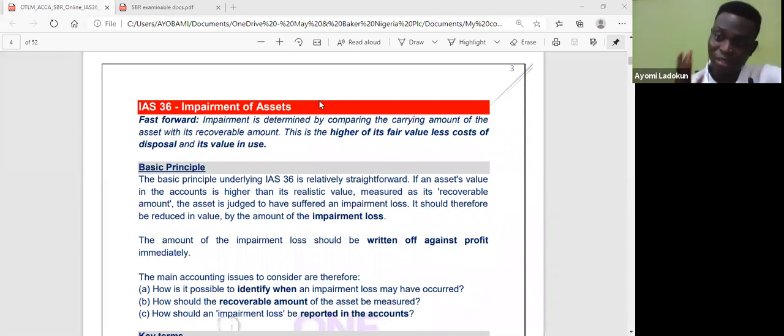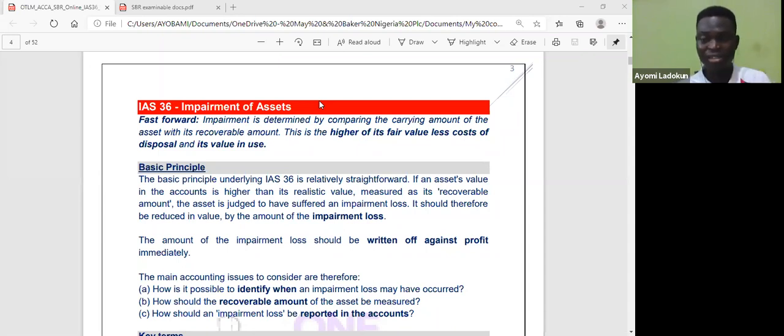Now, what I've just explained to you, when it comes to determining if an asset has suffered impairment, is what we call impairment test or impairment review. But obviously, if you look at big companies in Nigeria, for example Guinness Nigeria or Dangote Nigeria, practically they may not be able to carry out impairment tests for all their assets at the end of the reporting period, say December 31st.